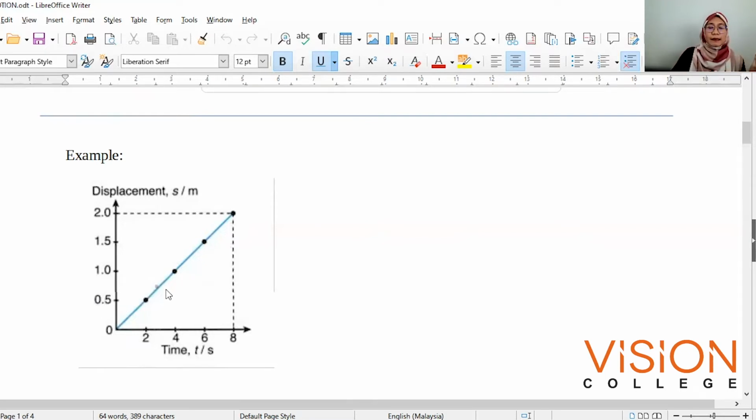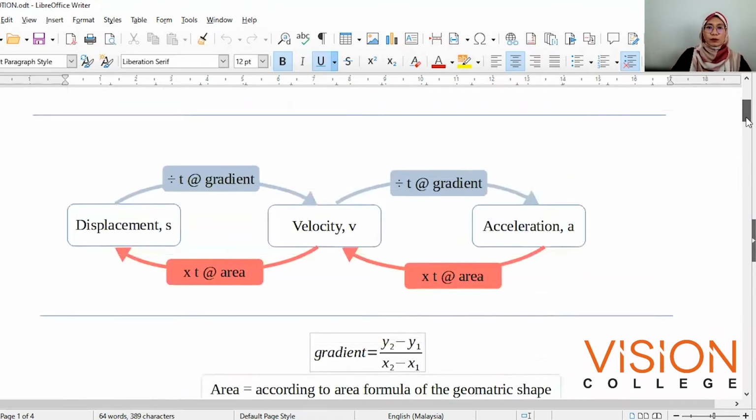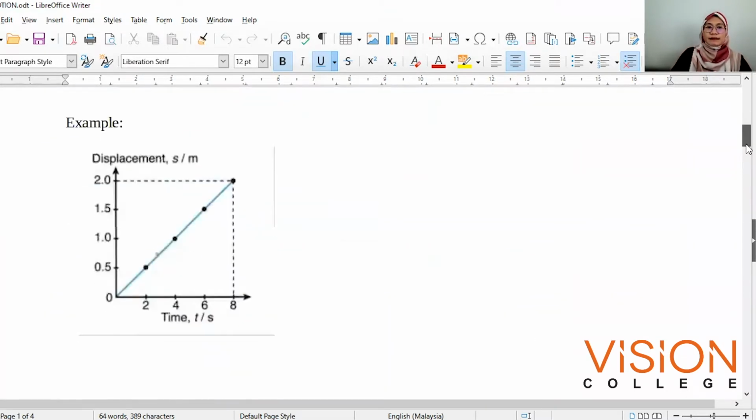All right, so how can I calculate the velocity? We know velocity is basically the speed of the object, how fast it moves. So how can we calculate the velocity? If you are confused how to calculate it, you look at this one again. Since our graph here is displacement, you look at this displacement against time graph.